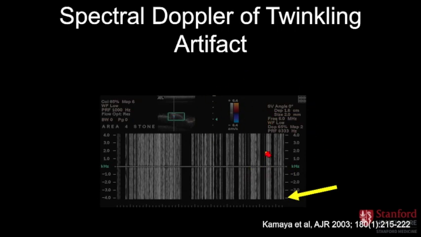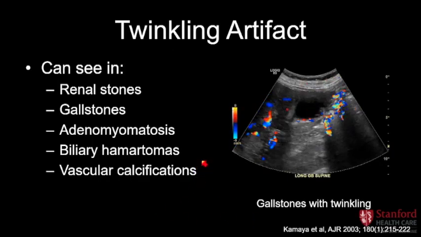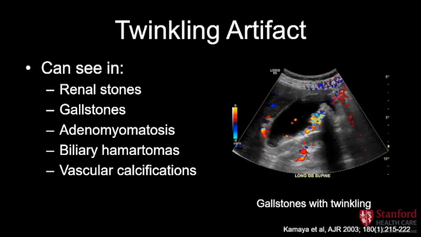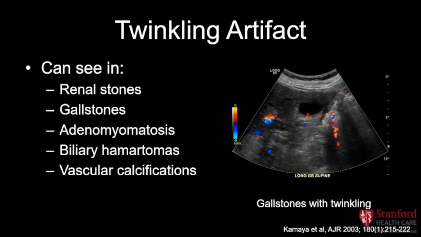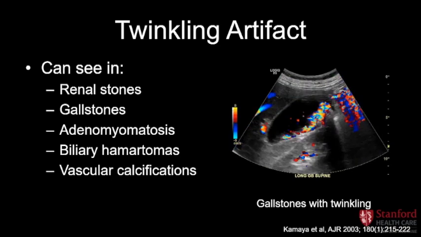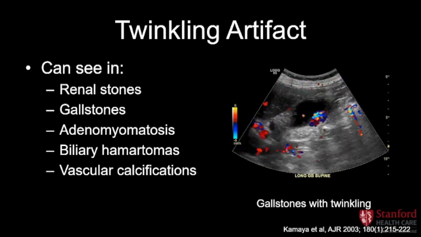I think one of my CMA questions is how can you tell if it's twinkling artifact? If you want to be sure, you put a spectral tracing on it, you'll get this waveform. Okay, so twinkling artifact, it's something that we see all the time. We see it with kidney stones, gallstones, adenomyomatosis, as well as biliary hamartomas, and then calcifications in other places like vascular calcs, pancreatic calcs, you name it.